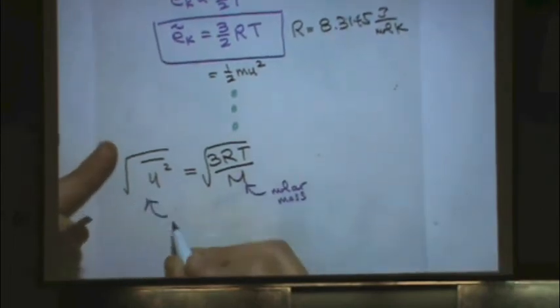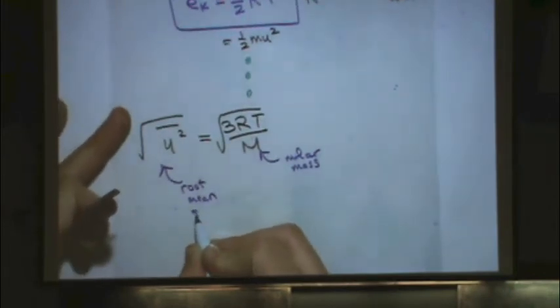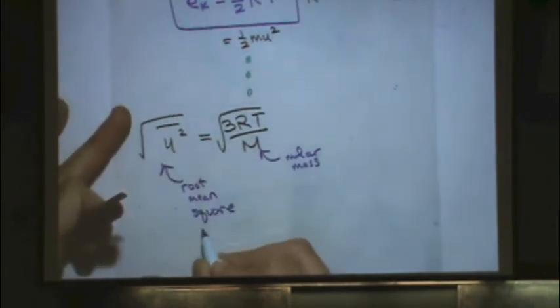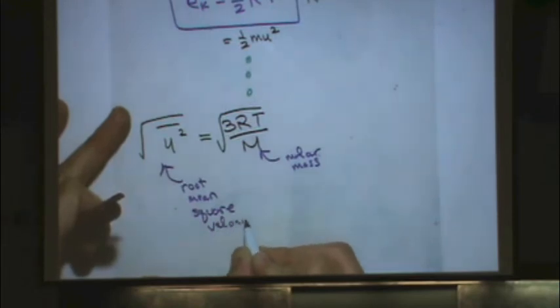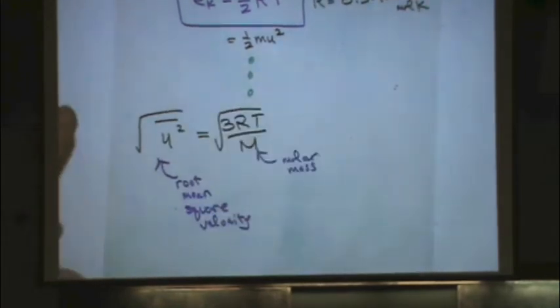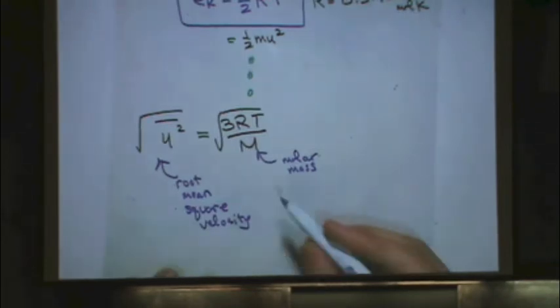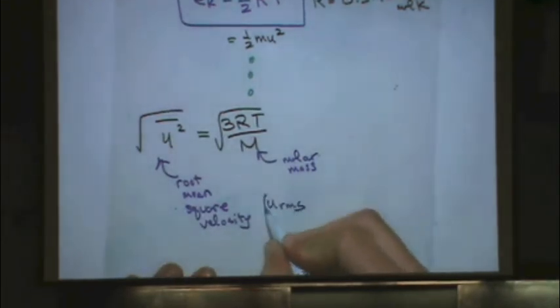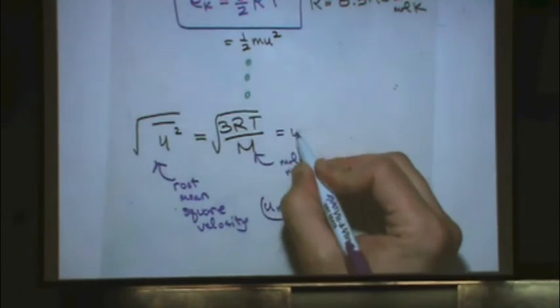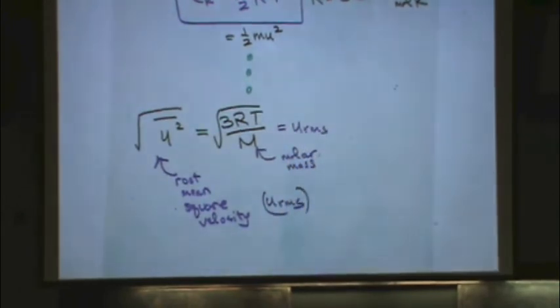This is called the root mean square velocity. Why does it have that name? Well, it's the square root, mean for average, and then square because it's u squared. The root mean square velocity, or u RMS for short. That's not exactly the average velocity, but it's what we call the root mean square velocity. It's close to the average.